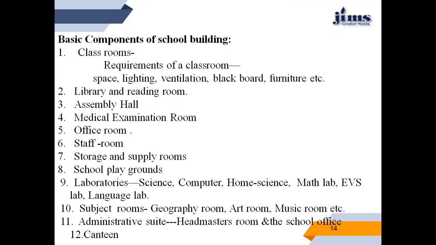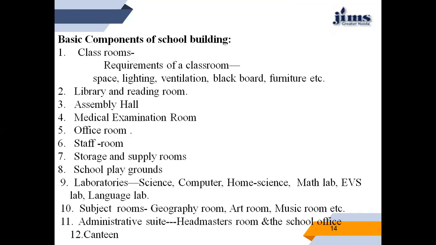Windows serve two purposes: admission of light and admission of air. The window area should not be less than 1/5 of the floor area. The window sill should be placed at not more than 4 feet and not less than 3.5 feet above the floor of the rooms in which the students are seated. The next requirement of the classroom is proper ventilation.